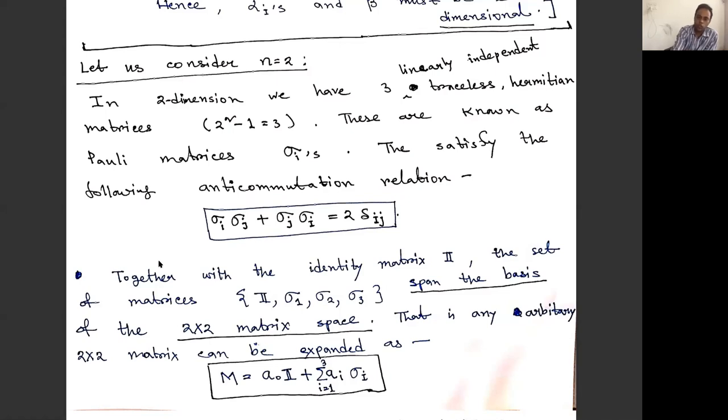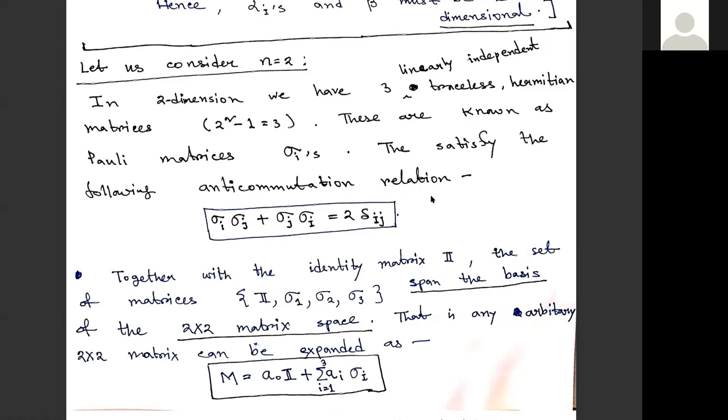Is this okay? I'm just pausing for questions. I have to find a beta. These alpha i's are actually the sigma i's. Now I'm just trying to see whether I can find a beta in 2 dimension or not. That is the question. Is this okay?